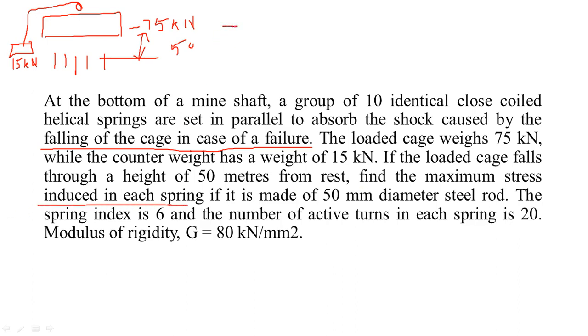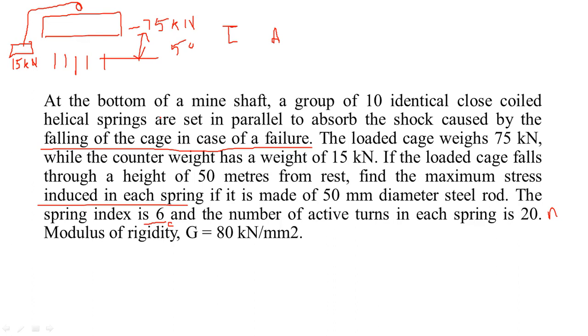They are asking me to find out the maximum shear stress in my spring. They have given the diameter d of the coil spring, which is 50 mm of a steel rod, the spring index c, and the number of active turns in each spring, which is 20, that is n. The modulus of rigidity is given as 80 kilonewton per millimeter square. So this is the problem which has been given. It is really a practical example of designing a helical spring.